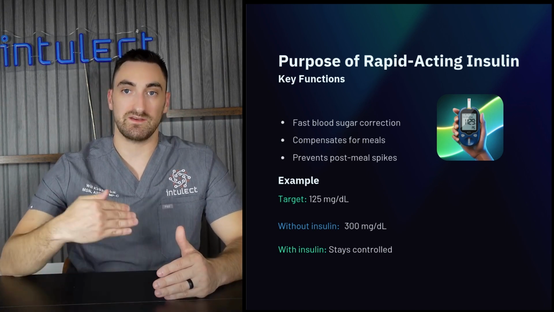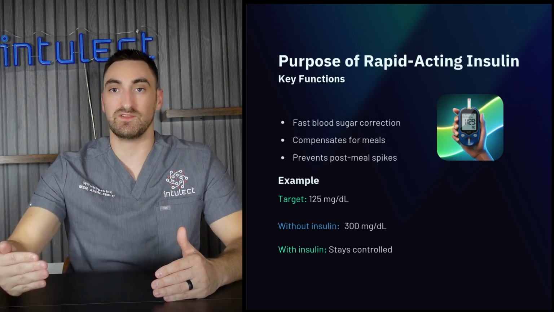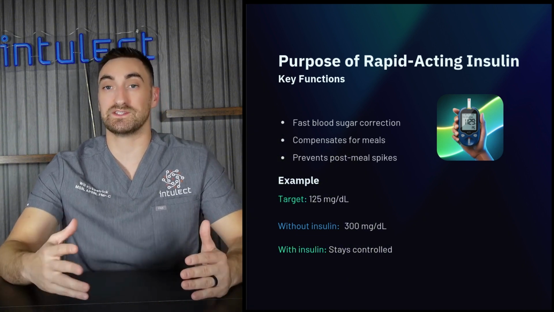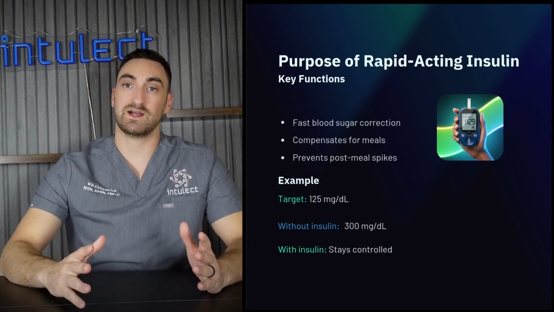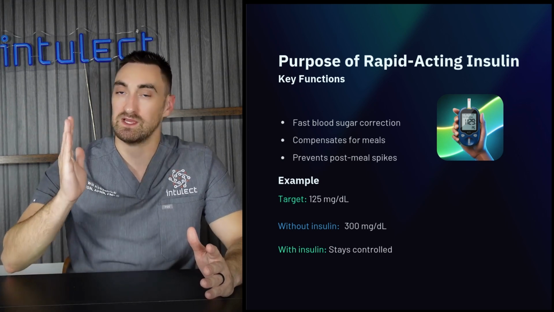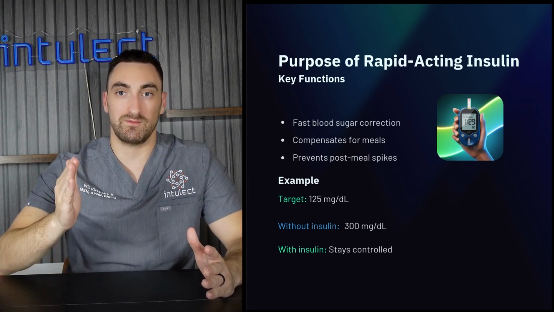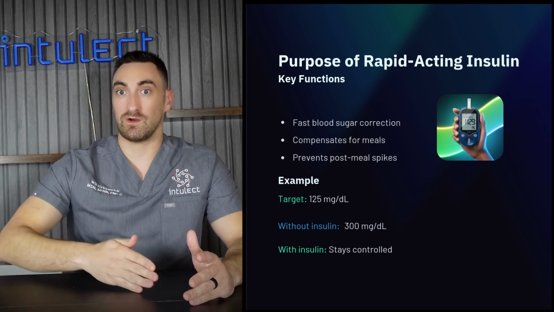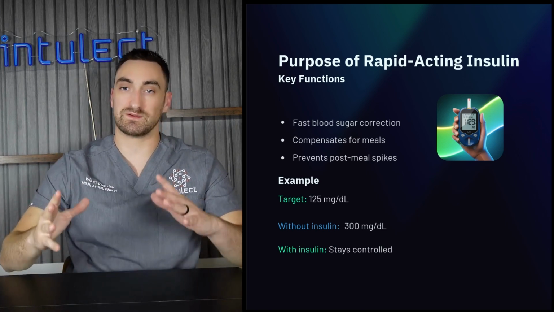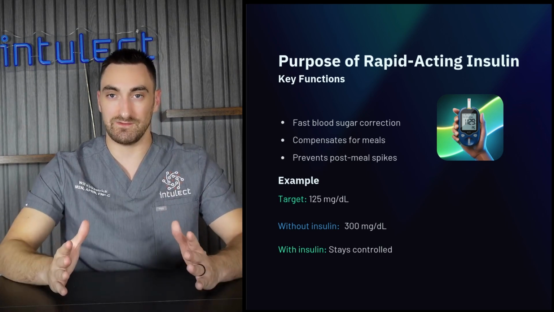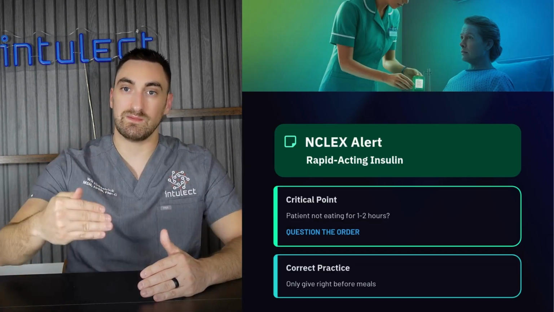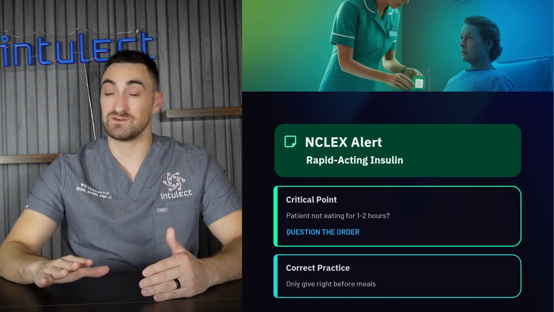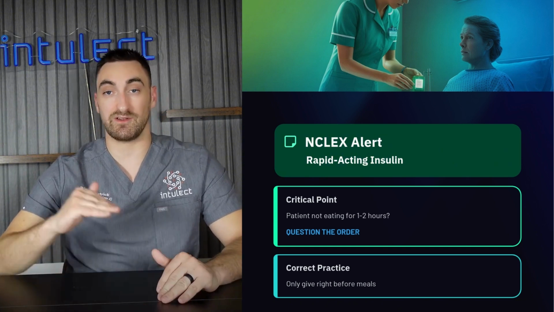It's really there to give a very fast correction of the blood sugar. It's usually there to help compensate for meals that they're about to eat. So that way that patient's blood sugar doesn't go from 125, which is maybe the level that we'd like the patient to be at all times, right? But when they eat, it could go up to 300. So this is that insulin that helps maintain and keep it down at that level. So that's why we usually like to give it right before they eat. It's not an insulin you want to give if they're not planning on eating for another hour or two.